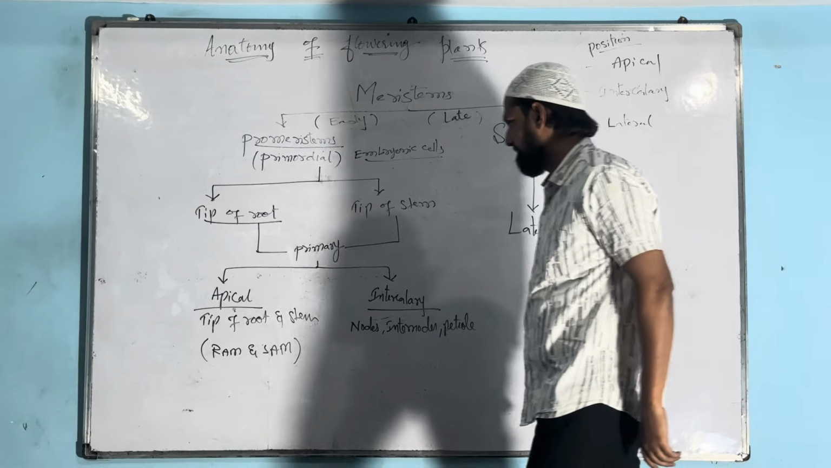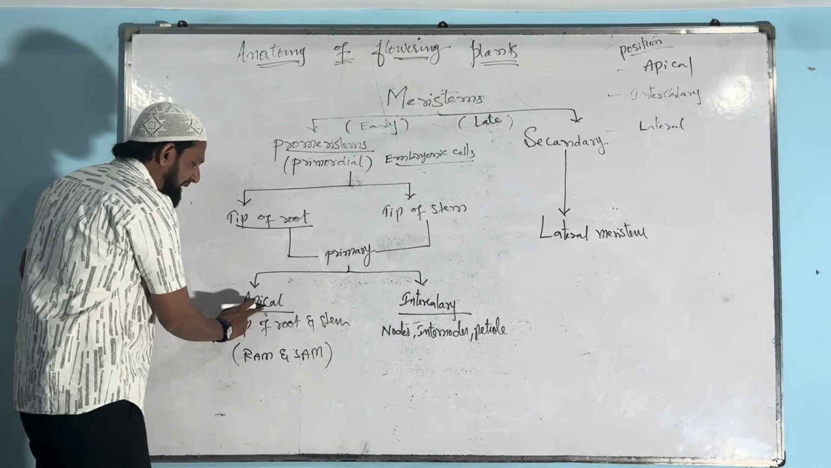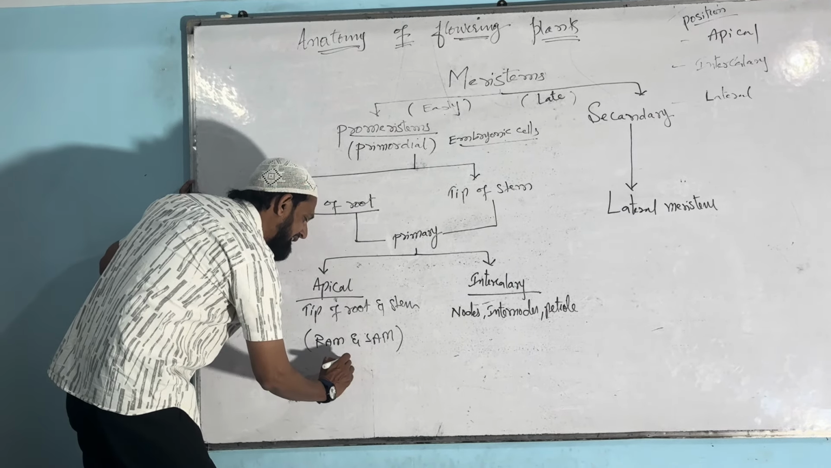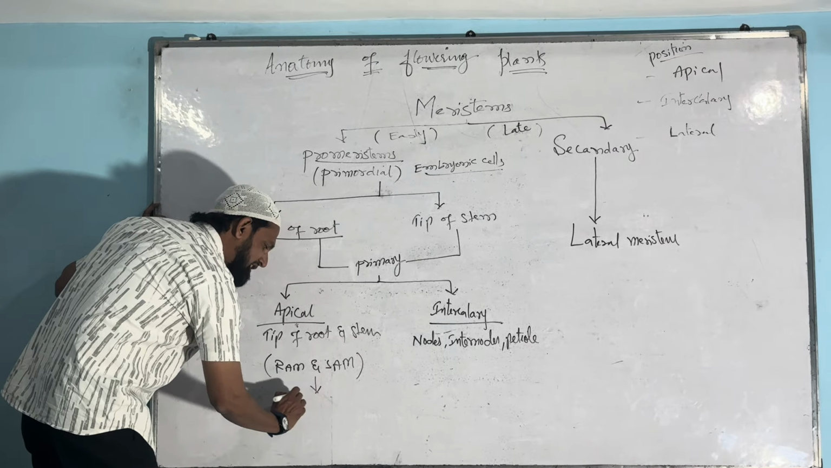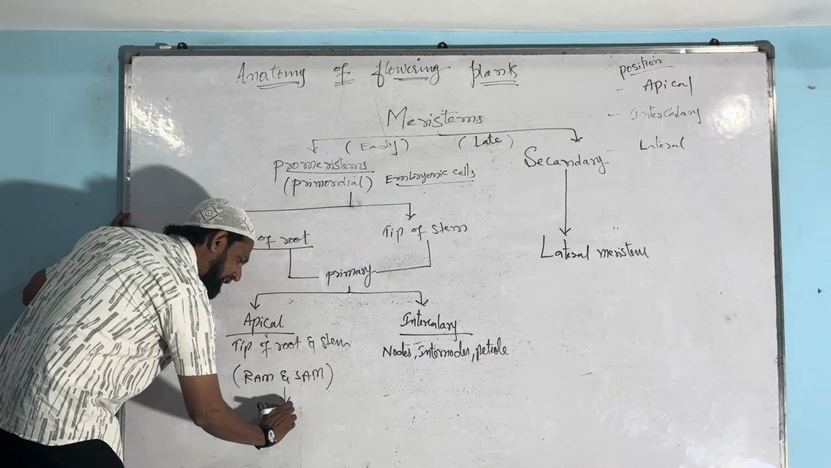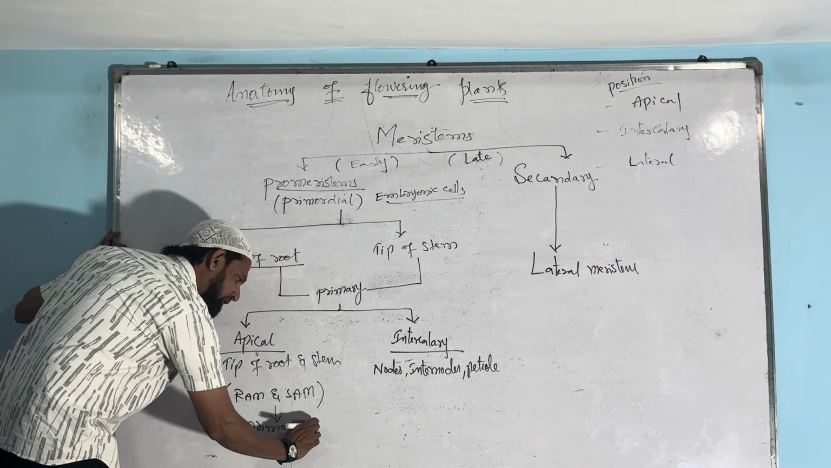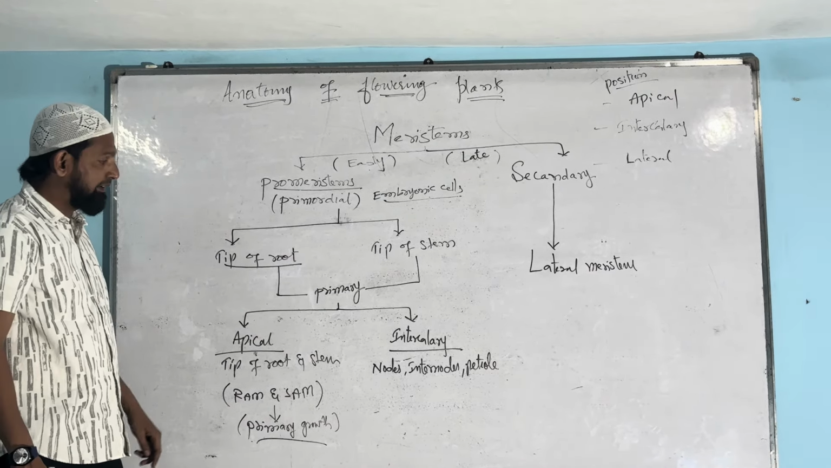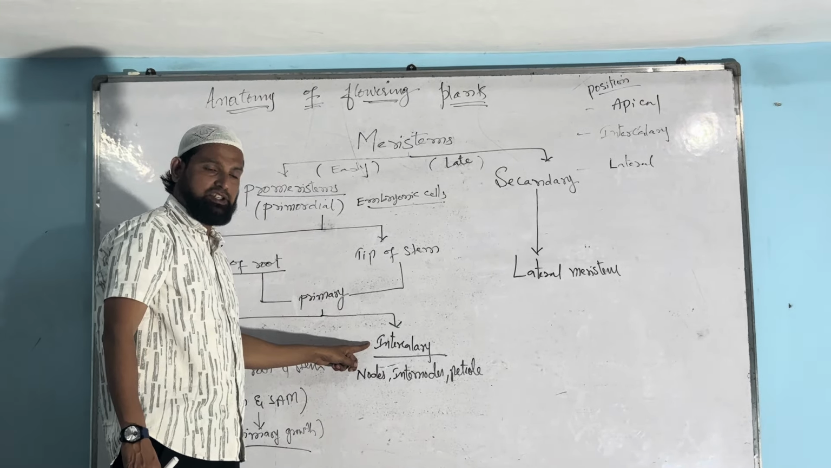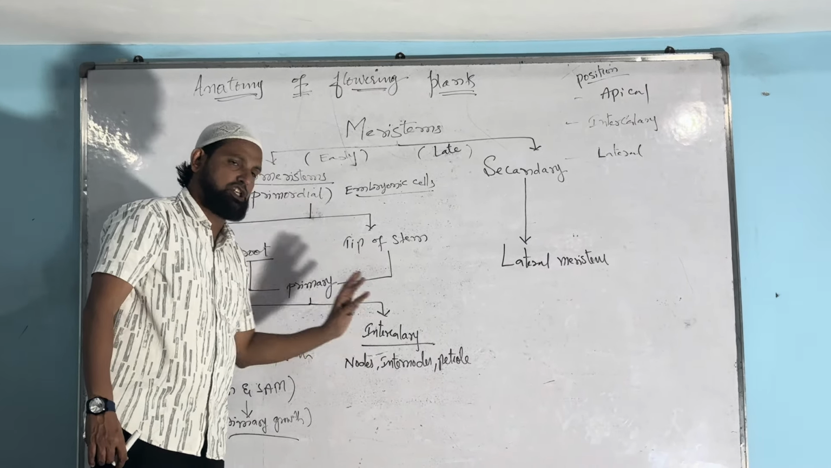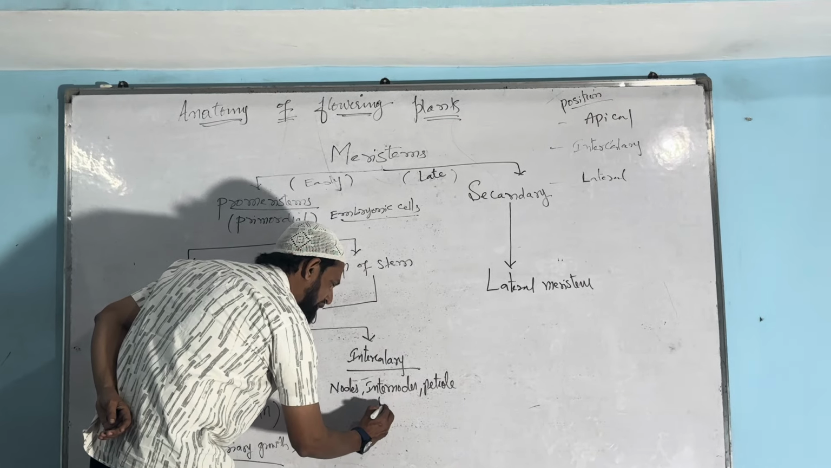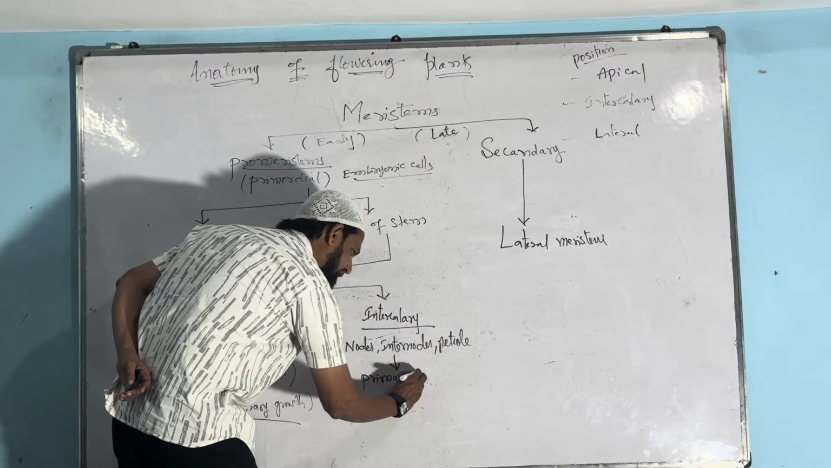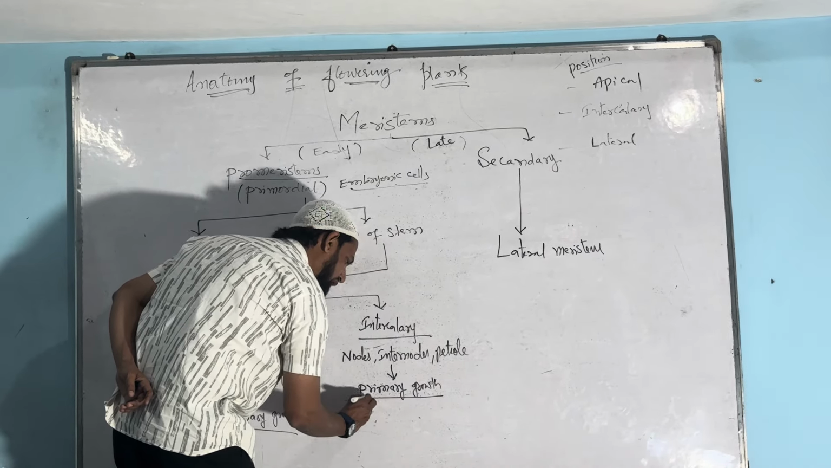Now concentrate. The apical meristem present at the tip of root and stem is mainly responsible for what? Primary growth. And intercalary meristem, which is present at the nodes, internodes, petiole, they are also responsible for what? Primary growth. But one word you should remember for the examination.